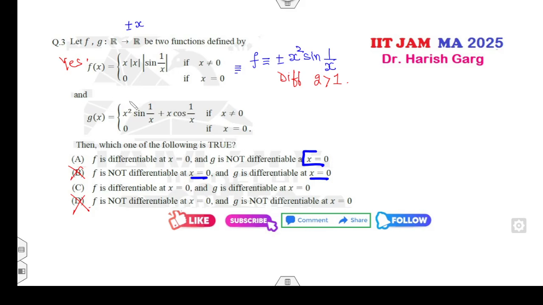Look at the second one. Is this differentiable? Yes, because 2 is greater than 1. Is this part differentiable? No, because 1 is not greater than 1. So that part is not. So the right answer is A.